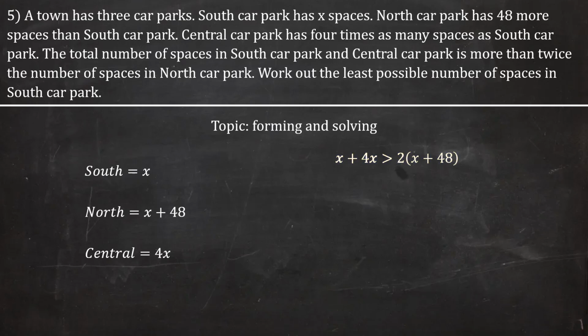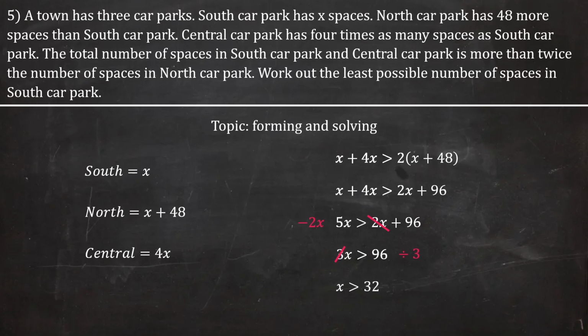Now from here we just need to solve. So x plus 4x, and I'm just going to expand the bracket. 2 times x is 2x, 2 times 48 is 96. Then we're going to collect like terms on the left, so 5x is greater than 2x plus 96. Get the x's to one side, so bring the 2x to the left, taking away 2x. You get 96 on the right and 3x on the left. Divide both sides by 3, and you get that x is greater than 32.